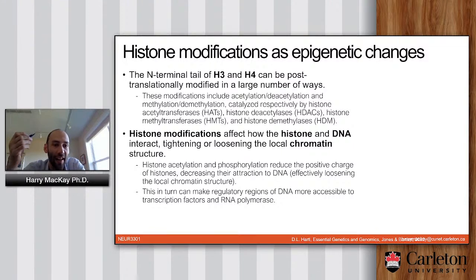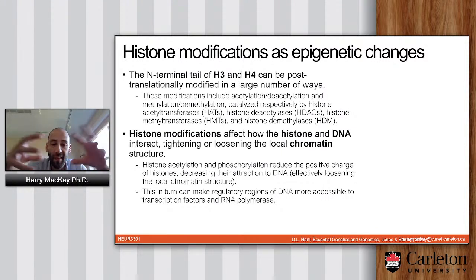You can do things like add acetylation, methylation, ubiquitination, and all kinds of other things. There's many, many to name, and we don't want to get too bogged down in this. But what they all end up doing is modifying how the histone protein interacts with the DNA and with the local chromatin structure. Roughly speaking, if you acetylate or phosphorylate histones, that tends to make them more negatively charged. Now, DNA itself is negatively charged, and so a negatively charged histone and the DNA tend to repel each other.